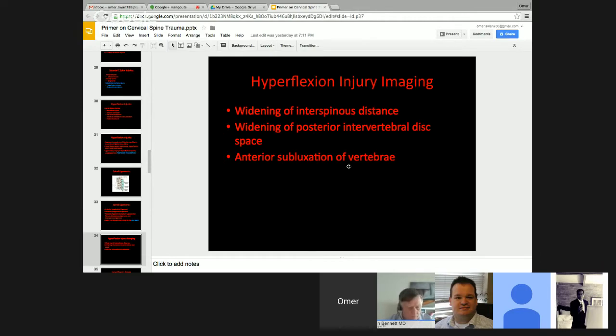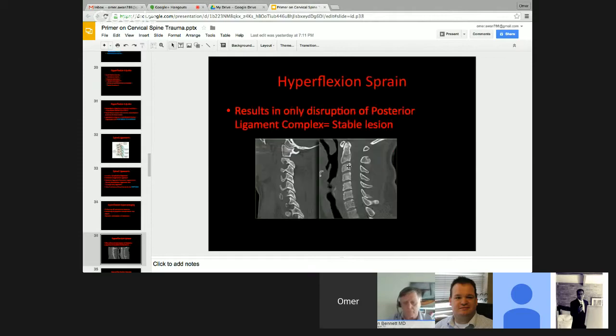If there's widening of that distance, then that's a clue that there is hyperflexion injury. If there's widening of the posterior intervertebral disc space, that is a clue that there's hyperflexion injury. If there's anterior subluxation of the vertebral bodies with respect to one another, that can also be a clue that there's hyperflexion injury, but not necessarily.